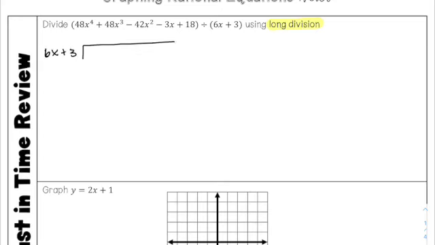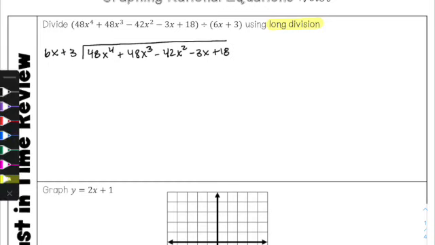And then inside, we're going to have 48x to the fourth plus 48x cubed minus 42x squared minus 3x plus 18. Make that 18 a little bit more clear. There we go. And so to do this, remember that you divide the first term inside by the first term outside. 48x to the fourth divided by 6x is 8x cubed. And I like to line up my like terms.